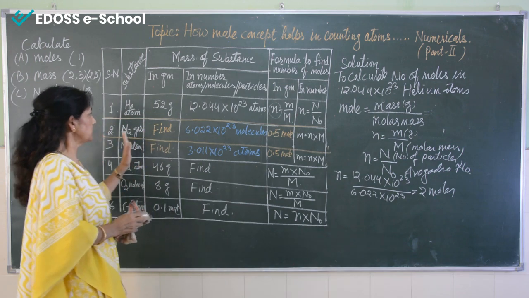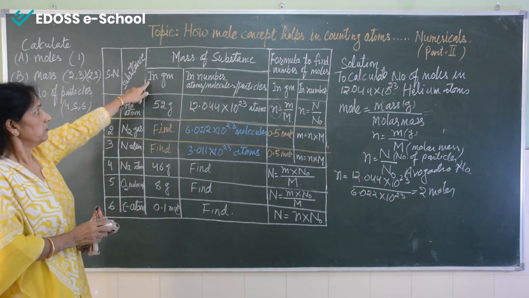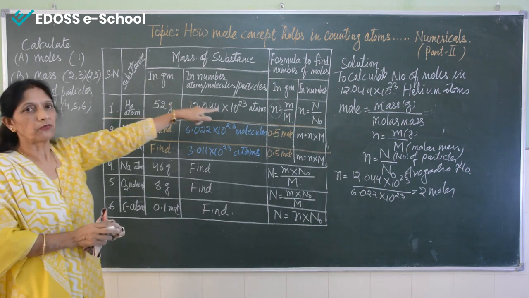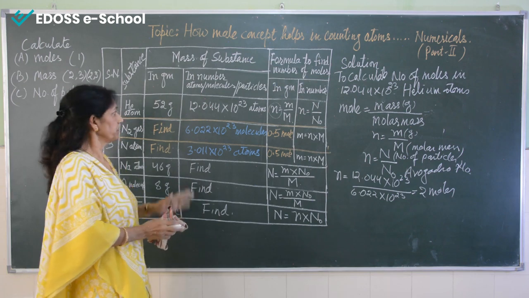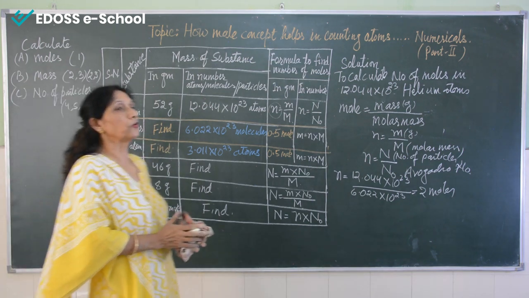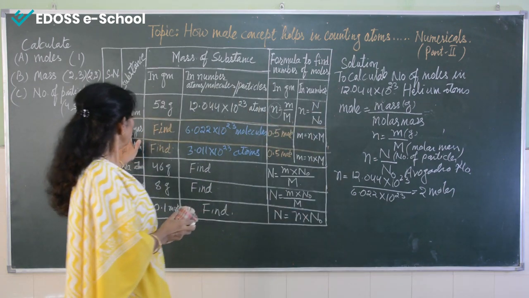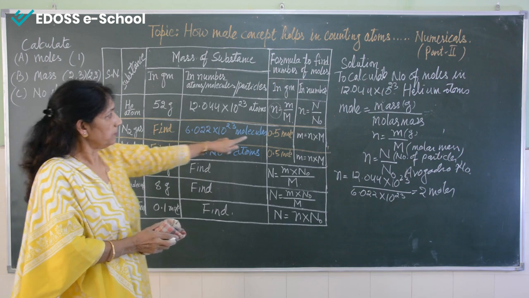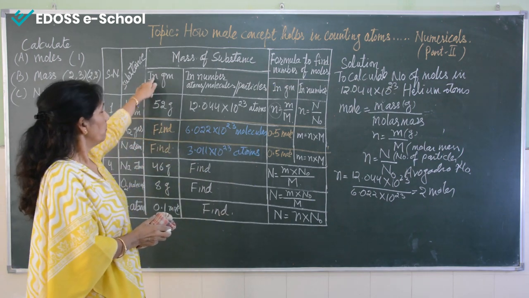Now coming to the second type of question. Here we have to find mass. In the first question you had to find mole, but now you have to find mass. Here we are talking about nitrogen molecule or nitrogen gas. So see here, nitrogen gas is given, mole is given to us, and we have to find mass.